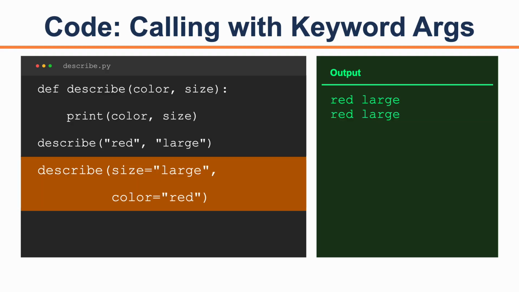Now the same function is called twice. The first call uses positional arguments. The second call uses keyword arguments, with size and color written in reverse order. Both calls produce the same output because keyword arguments match by name, not position. The result is identical either way.